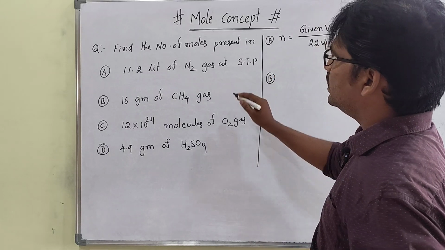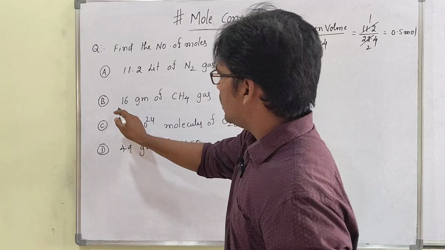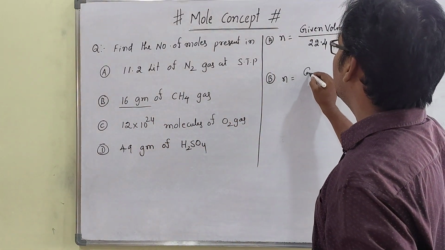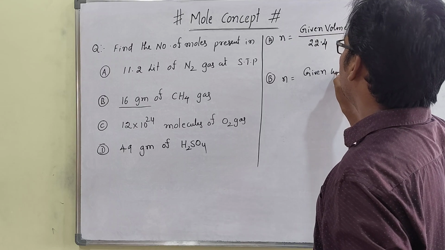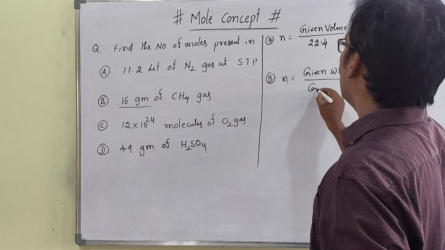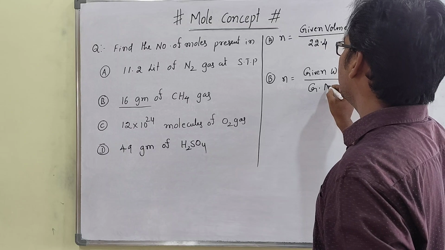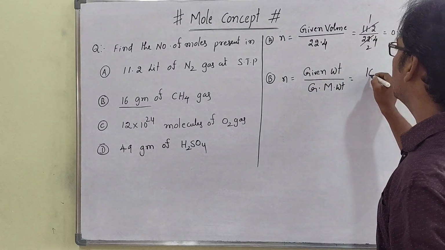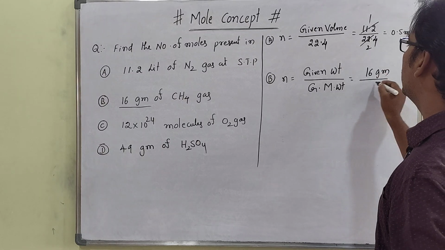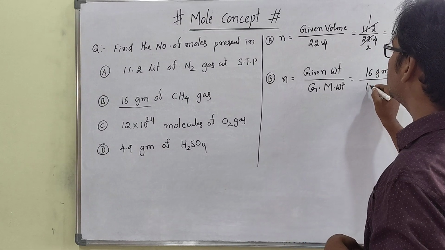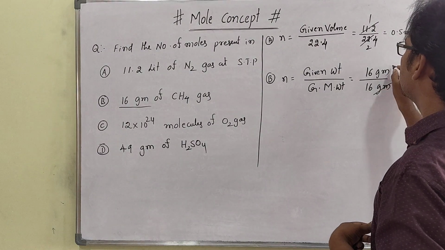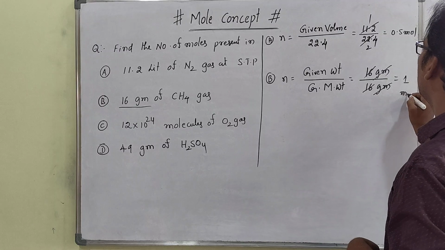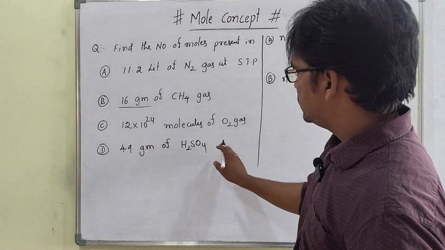In question B, the weight is given as 16 grams. So number of moles equals given weight divided by gram molecular weight. The given weight is 16 grams, and the gram molecular weight is 16 grams. Grams cancel, 16 also cancels, and you get only 1 mole.